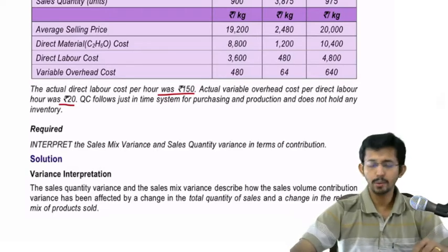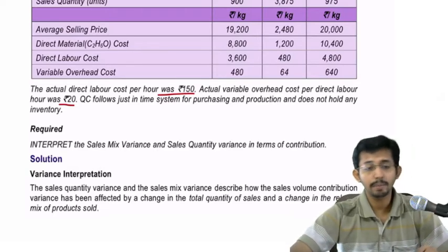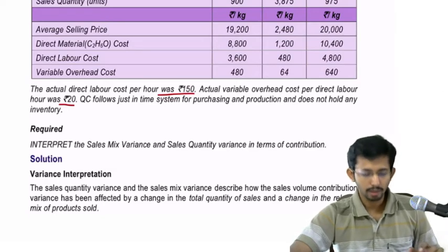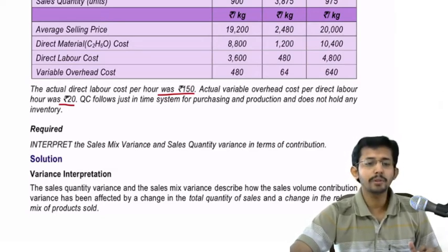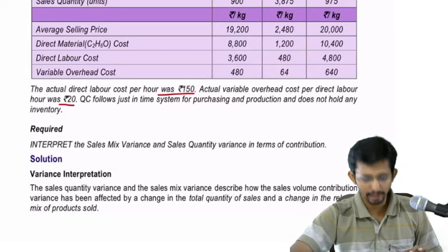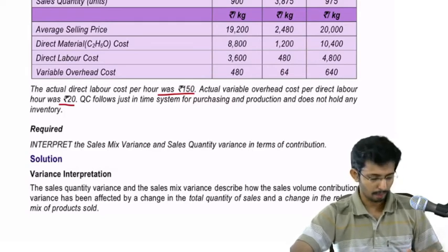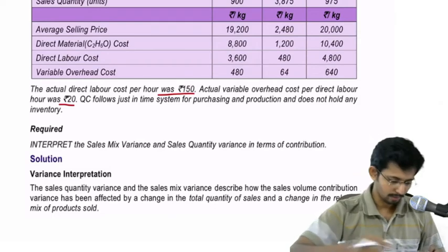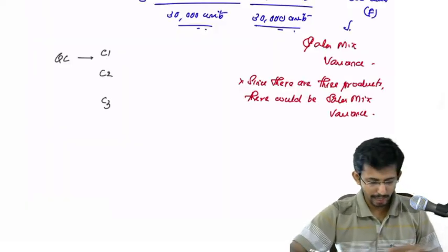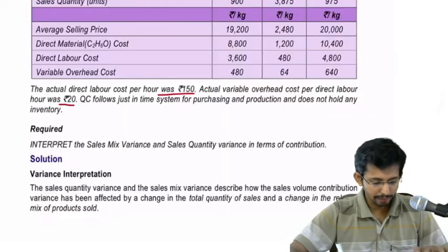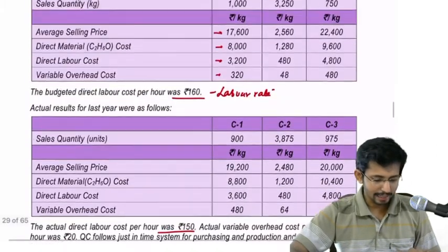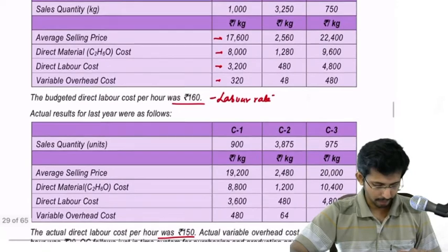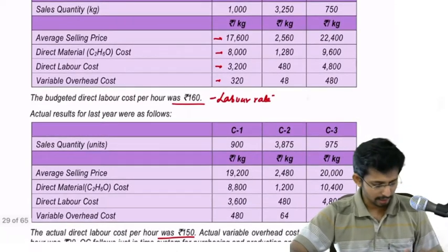Okay, what is the requirement? The requirement is to interpret sales mix variance and sales quantity variance in terms of the contribution. So you will have to compute sales mix variance and sales quantity variance from the given problem, and then you interpret those details. Now how to do that? First of all, you have to see, is there any difference between the budgeted production and actual production, or budgeted sales and actual sales.